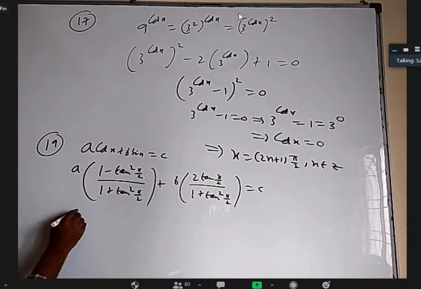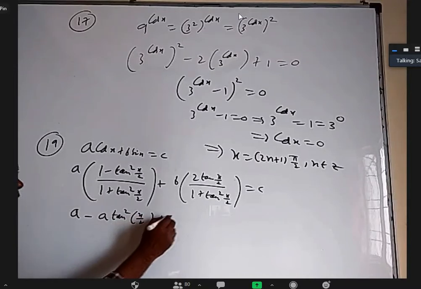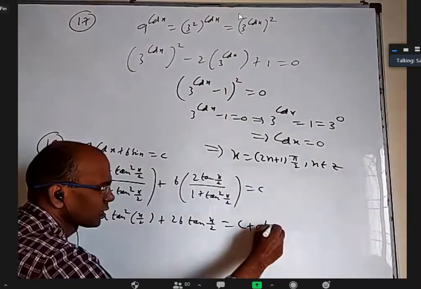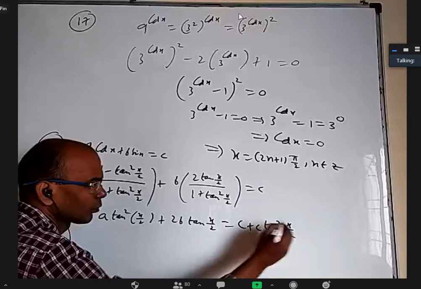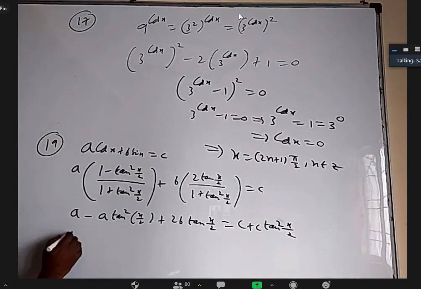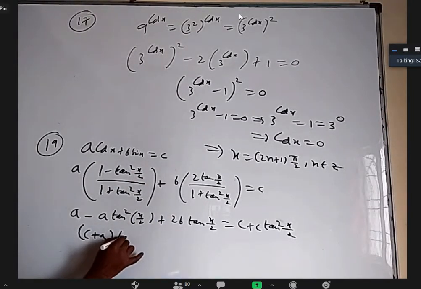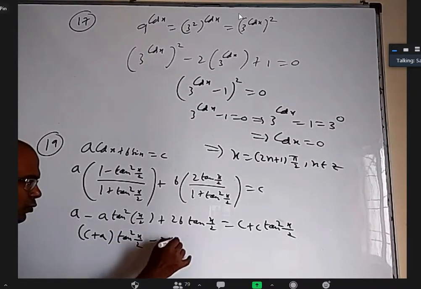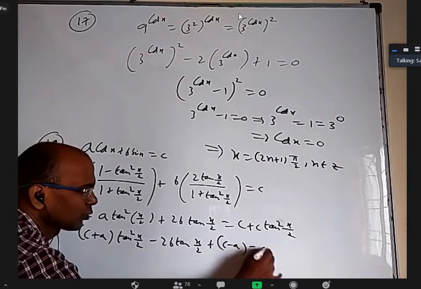When I expand this, I'll get a minus a tan square x by 2, and this is 2b tan x by 2, and this is c plus c tan square x by 2. You can bring everything to one side and you'll get a quadratic equation in terms of tan. So that is c plus a times tan square x by 2, sending everything to the right side, minus 2b tan x by 2 plus c minus a equal to 0.